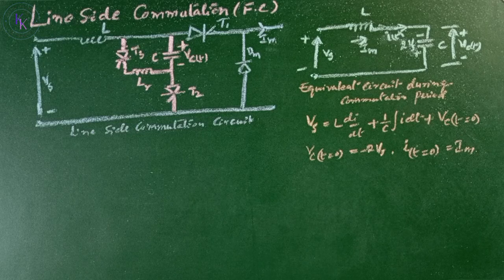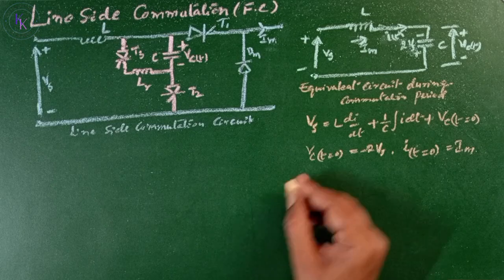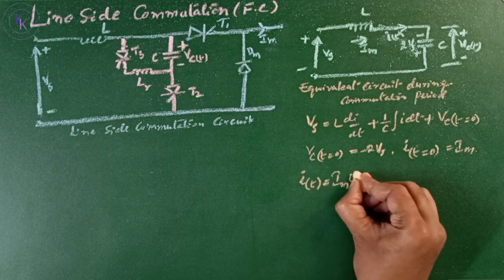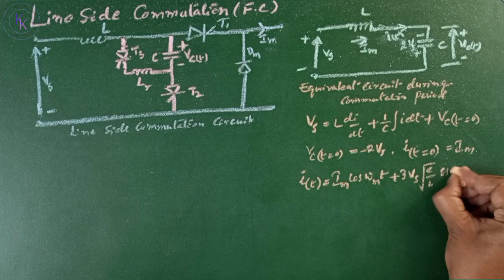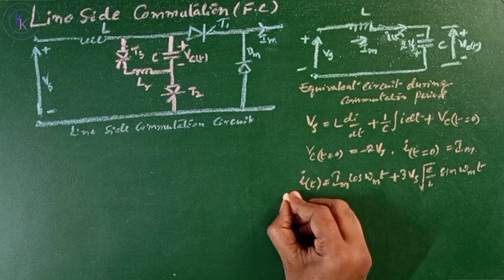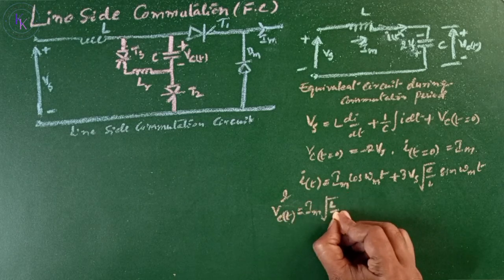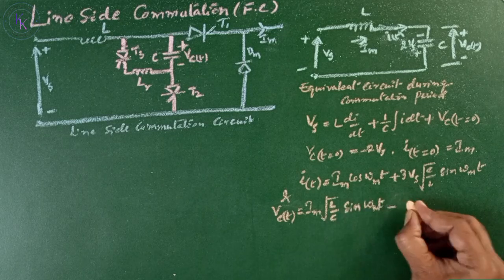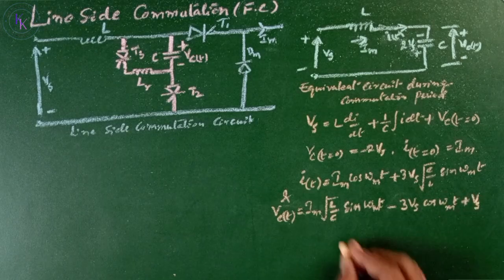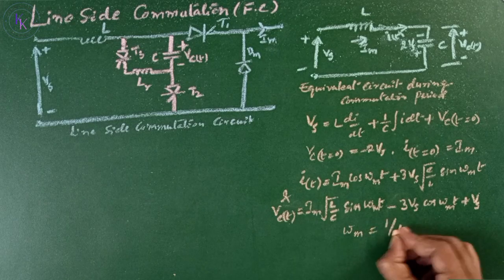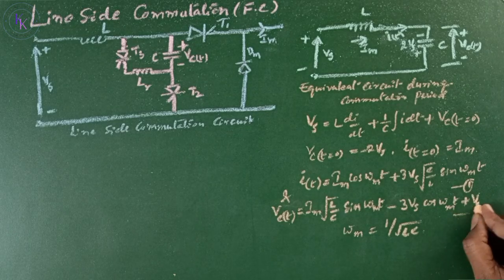By substituting these initial conditions, the solution of the above equation gives the capacitor current i of t equals Im cos omega_m t plus 3Vs square root of C by L sine omega_m t, and voltage Vc of t equals Im square root of L by C sine omega_m t minus 3Vs cos omega_m t plus Vs, where omega_m is given by 1 by root LC. Let this be current equation number 1 and the voltage equation be number 2.